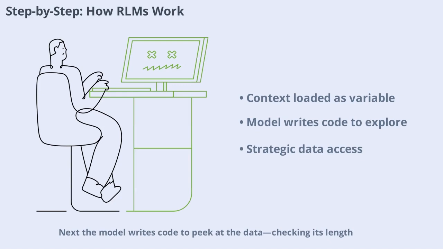Next, the model writes code to peek at the data, checking its length, structure, or searching for keywords. The REPL runs the code and returns the output, but only up to a certain limit, forcing the model to be strategic. This process repeats as the model narrows down the relevant data.